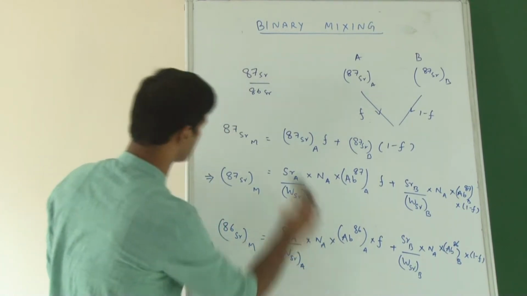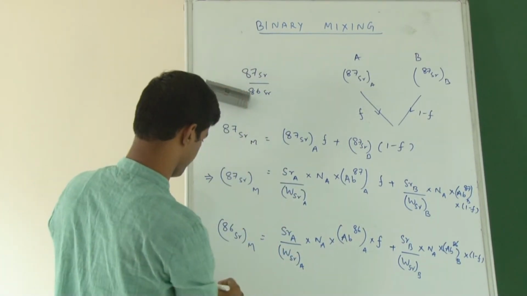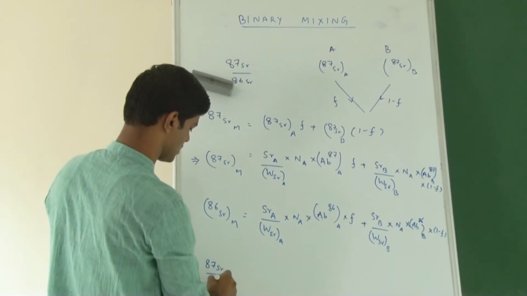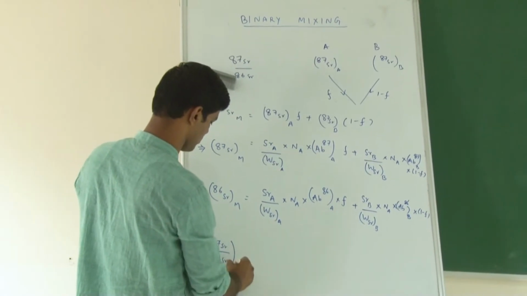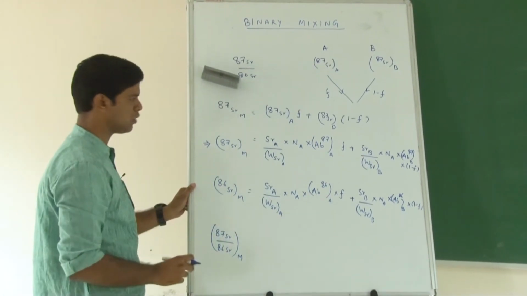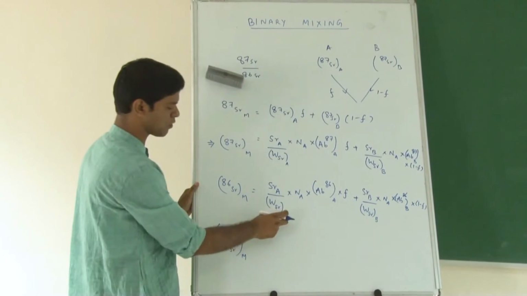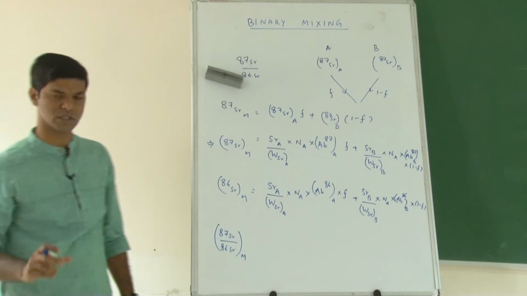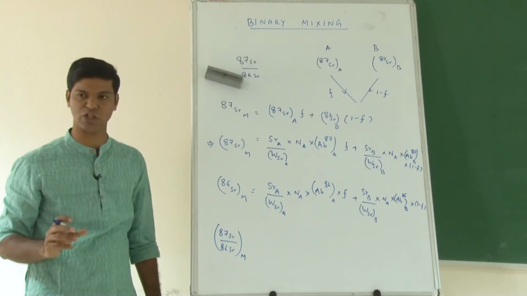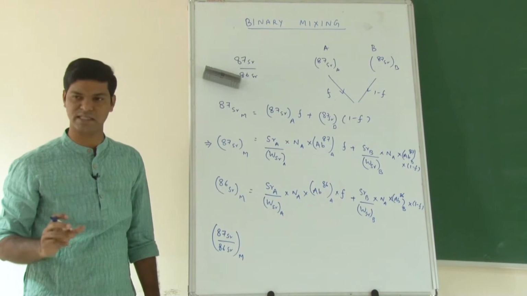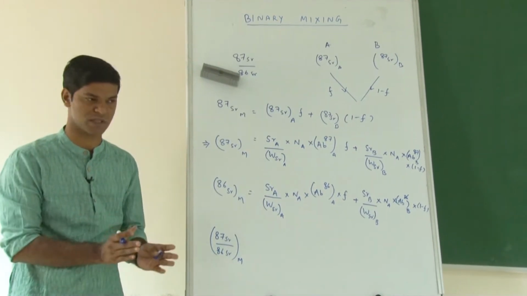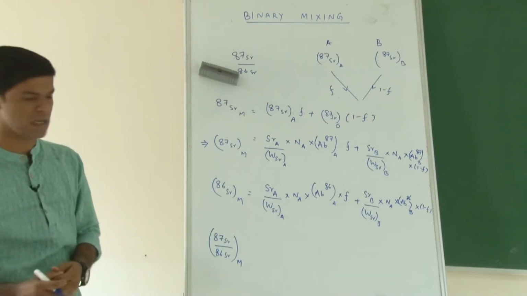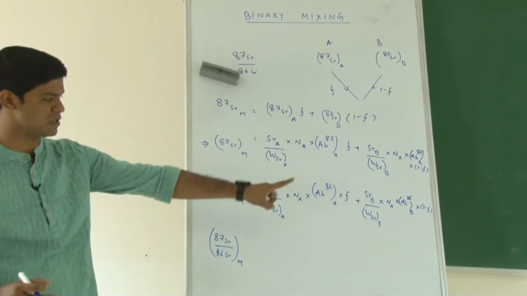If you divide these two, 87 strontium by 86 strontium, you can assume that the atomic weight for strontium A and strontium B are nearly equal, because in natural systems the isotopic abundances do not change drastically like that happens for samples or spike. So, in this case you can safely assume that the atomic weight for strontium A and strontium B are the same.